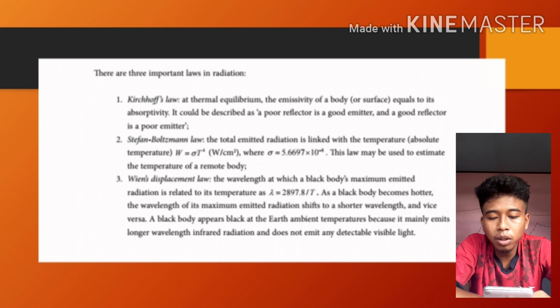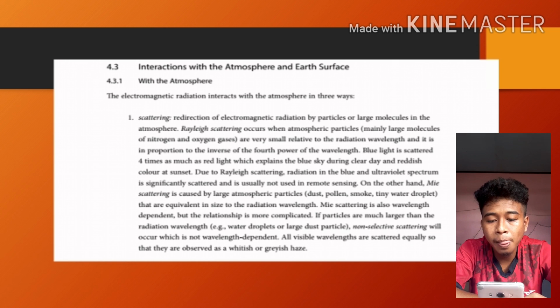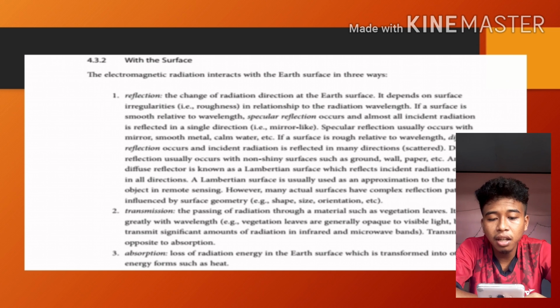Now we start point 4.3, interaction with the atmosphere. Point 1, with the atmosphere. Electromagnetic radiation interacts with the atmosphere in three ways: one, scattering; two, absorption; three, refraction. Point 2, with the surface. Electromagnetic radiation interacts with the Earth's surface in three ways: one, reflection; two, transmission; three, absorption.